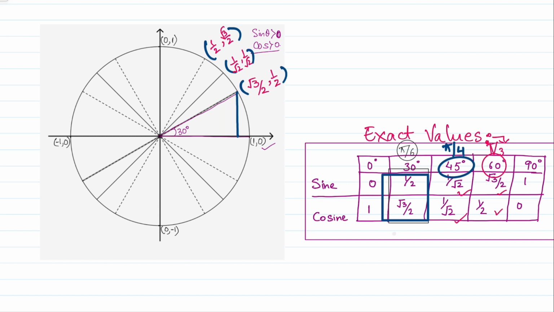All right, let's fill in the other values as well. So that is 30 degrees, and 30 degrees is also pi over 6. The next one is 45 degrees, and 45 degrees is pi over 4. Next is 60 degrees, and 60 degrees is pi over 3. All right, and now we have those values at the side as well. Okay, now let's focus on the next quadrant.